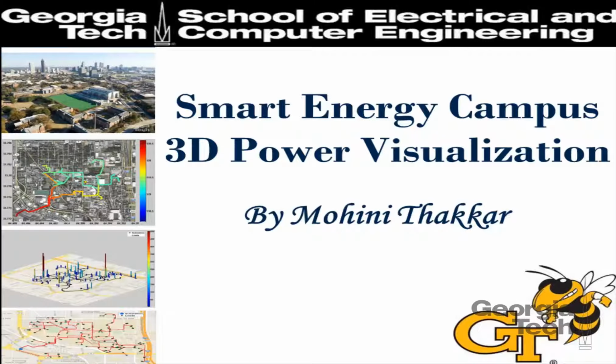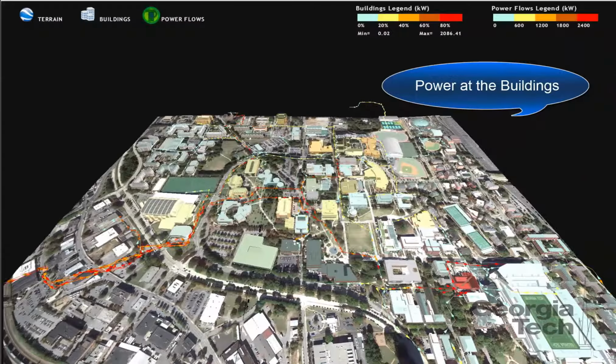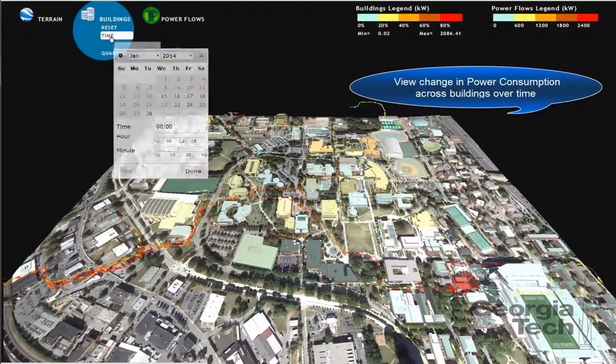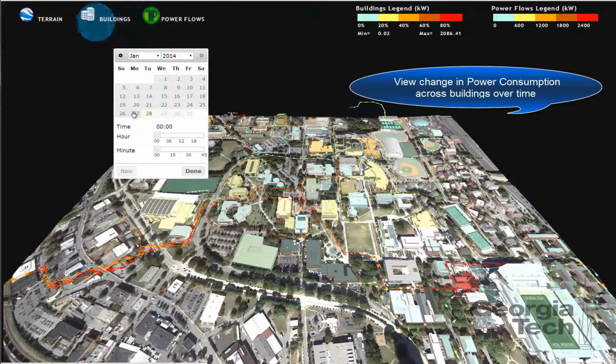This video will illustrate the power visualizations on Georgia Tech campus. There are multiple pieces of information that can be seen. Firstly, you can observe the power at the building level. You can select the date and time for which you want to see the power consumption.